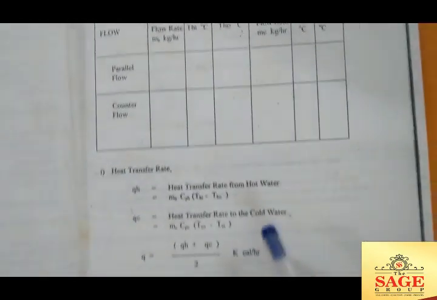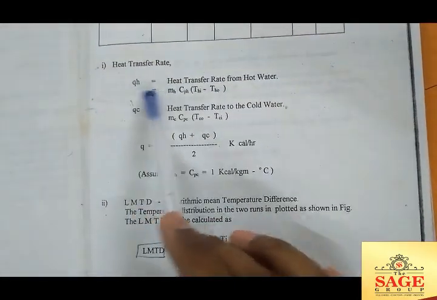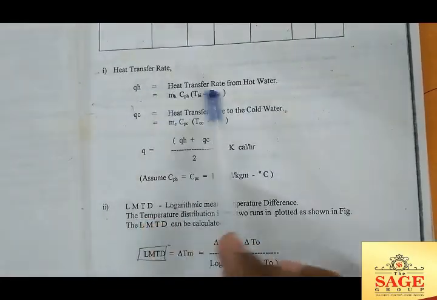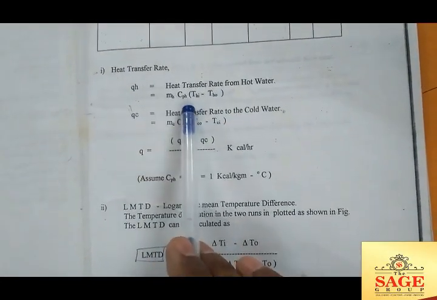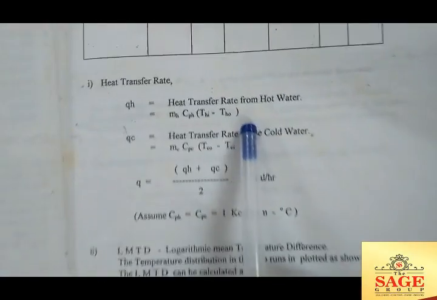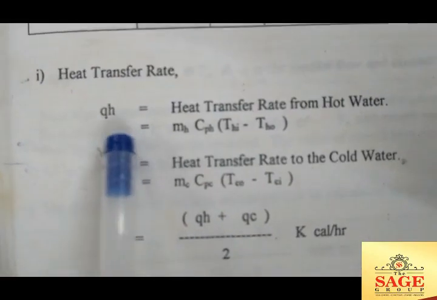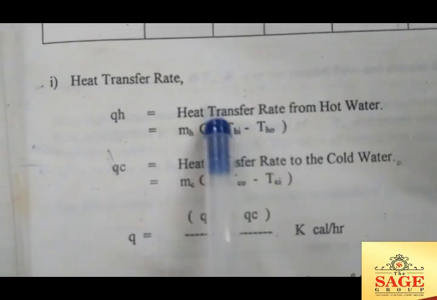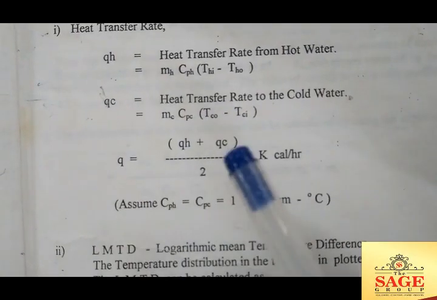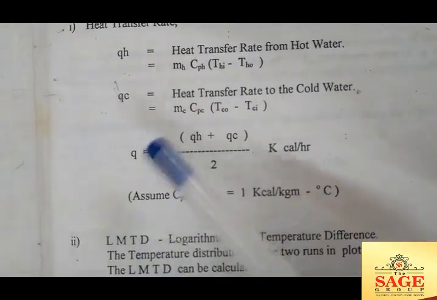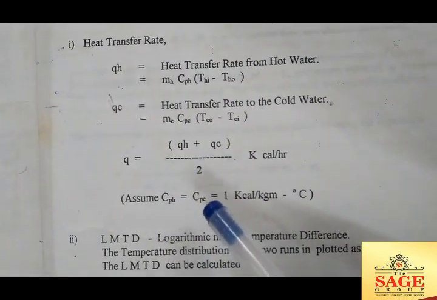Then we have to find the heat transfer rate. As we already know, the heat transfer rate from the hot water is QH equal to mH Cph (THI minus THO). When we measure these temperatures we can find the heat rejected by the hot water and the heat received by the cold water. Both will be the same because theoretically the amount of heat rejected by the hot water equals the amount of heat received by the cold water.